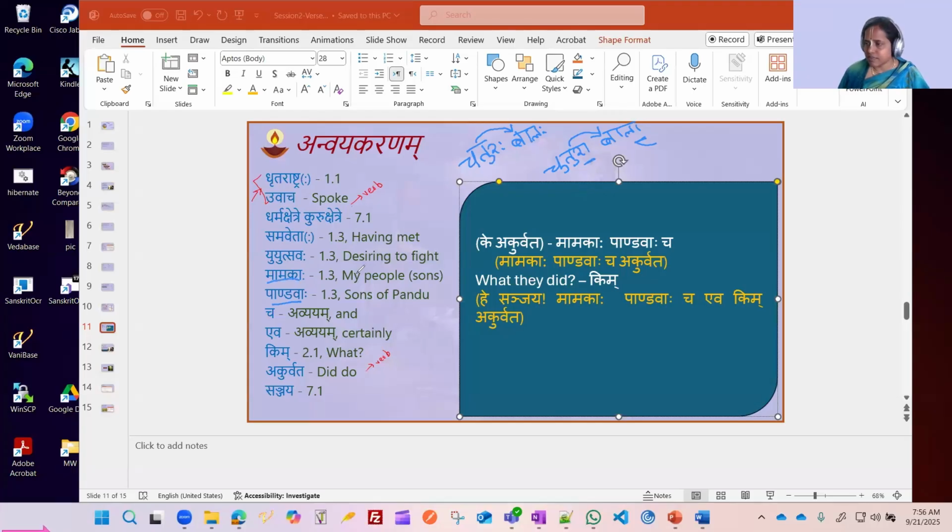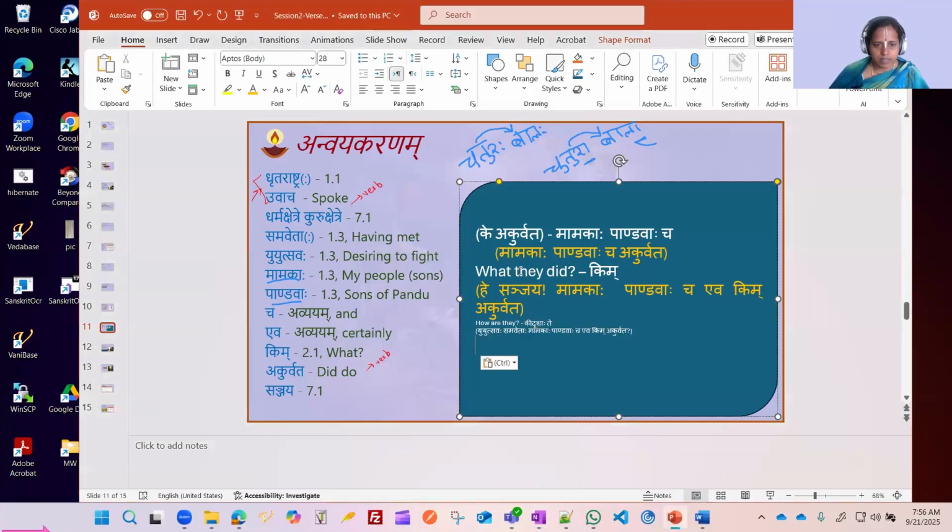Subhadra, you understand? Okay. So now when we put them together, what will happen is, we will ask a question. How are they? We say they did, right? So we have to ask the question, how are they? Kidrishaha.